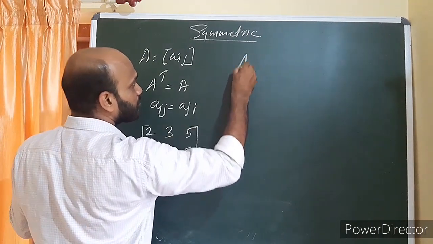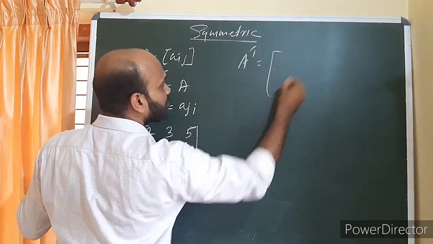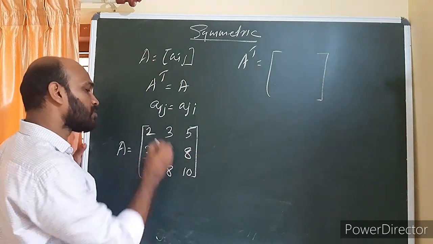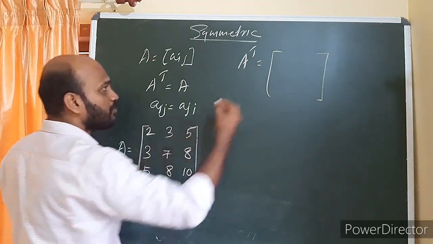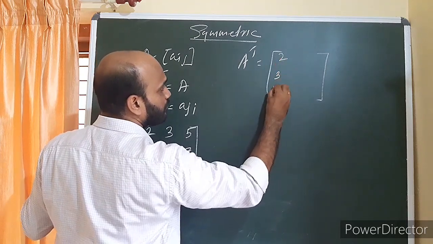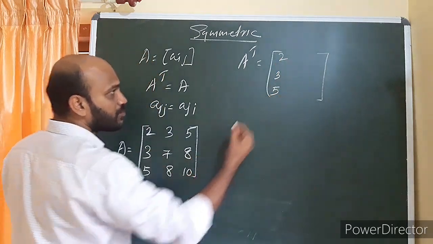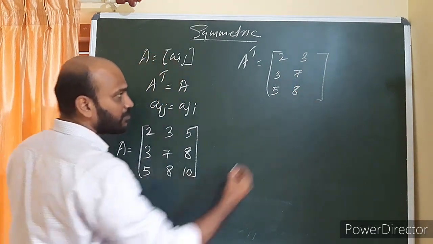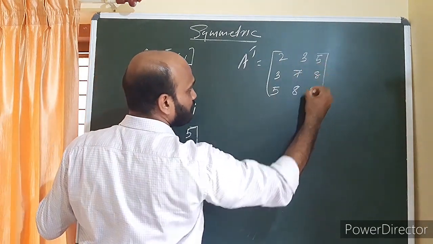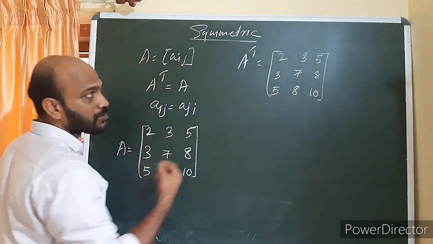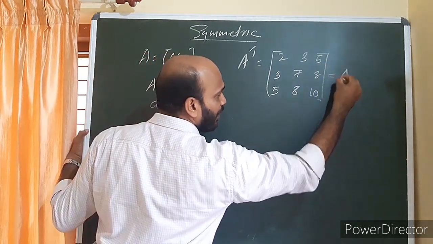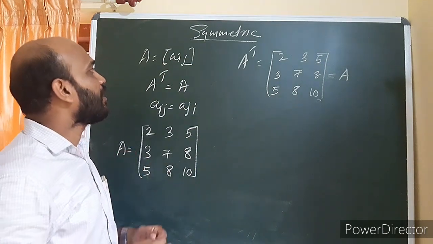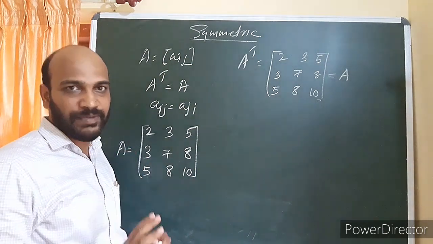Find A transpose. A transpose means transpose of this matrix. You have to interchange rows and columns. So first row changes to first column, second row changes to second column, and third row changes to third column. So this is equal to A itself. So A transpose equal to A. Then we can say that a square matrix is symmetric.